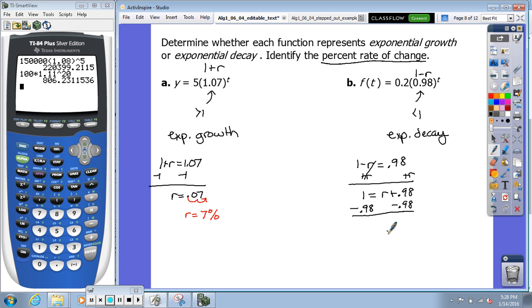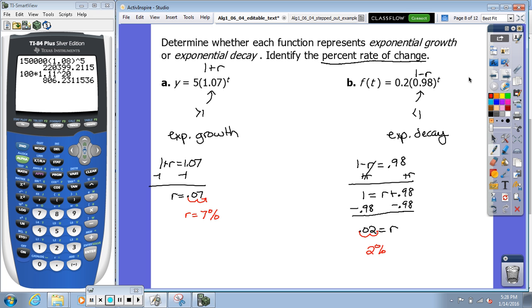And you will see in the next one, I kind of simplify my work so that you can see how it happens a little easier. But I want you to see where it's coming from the original equation. So if I know that r equals 0.02, which will move my decimal place to the right, it means it has a 2% rate of decay. That means it is losing 2% over time.